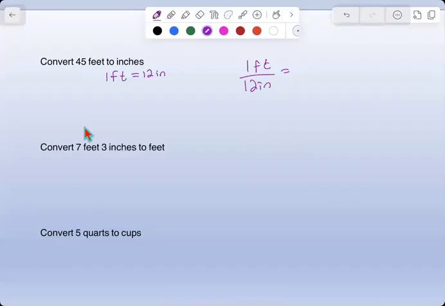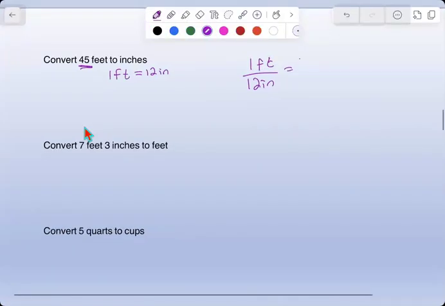There's a conversion factor. I'm not sure exactly how you put that, but that's what I'm going to set up initially. And since they gave us the 45 feet and I decided to put the feet on top, you're going to put the feet on the top on the right fraction. We don't know the inches, so that's your unknown. You can put an X. You can put any letter you want. It doesn't matter to me.